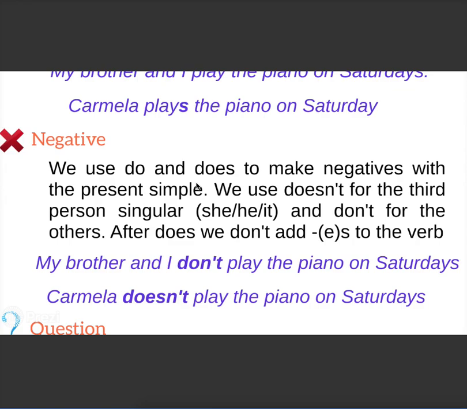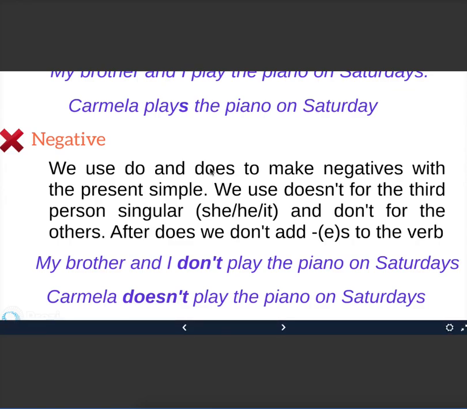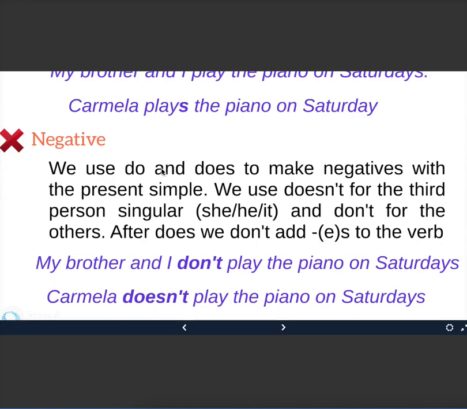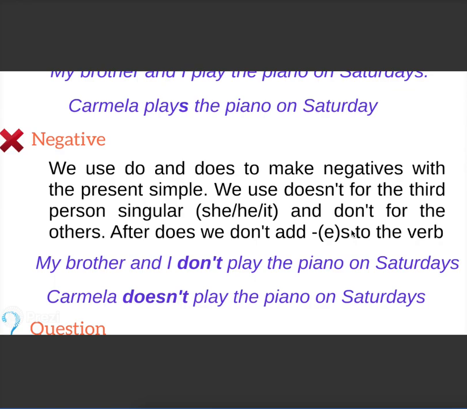Okay. Don't forget that does is for the third person: he, she, it. And do is for the other ones. So guys, when you are adding do or does, when you are adding your auxiliary verb, it is not necessary to add the final s to the verb. Remember that, no se les vaya a olvidar eso. Si tienes el auxiliar, ya lo habíamos visto, pero si tienes el auxiliar, no le pones ese final al verbo, simplemente pones el verbo común y corriente.